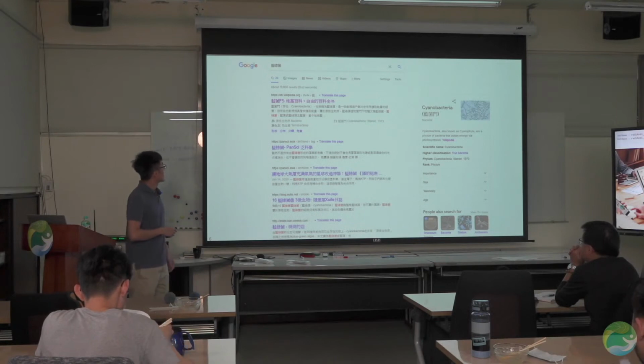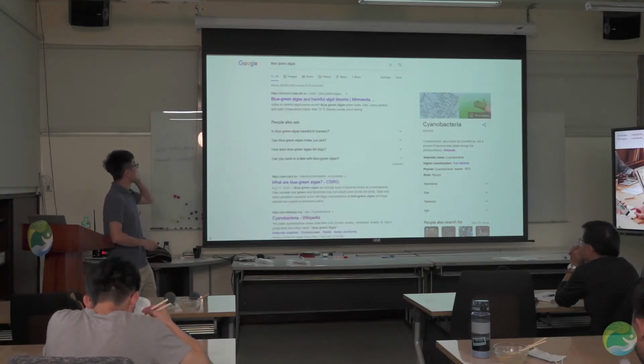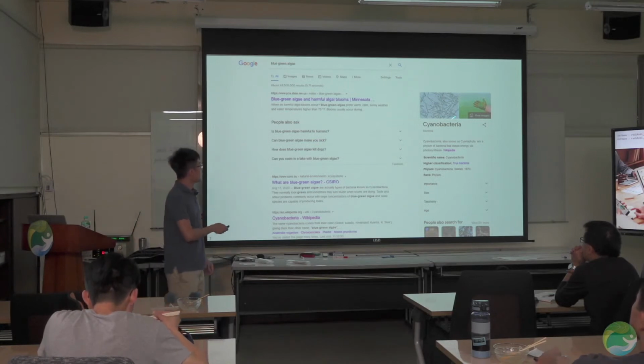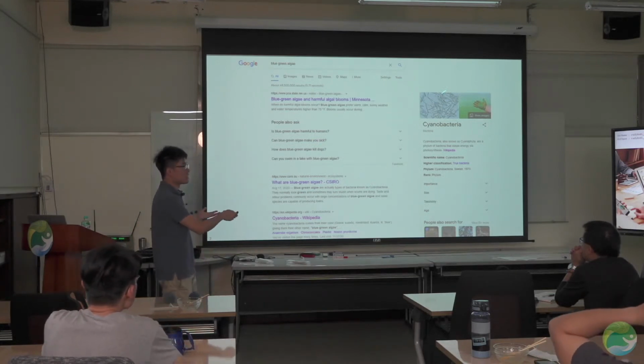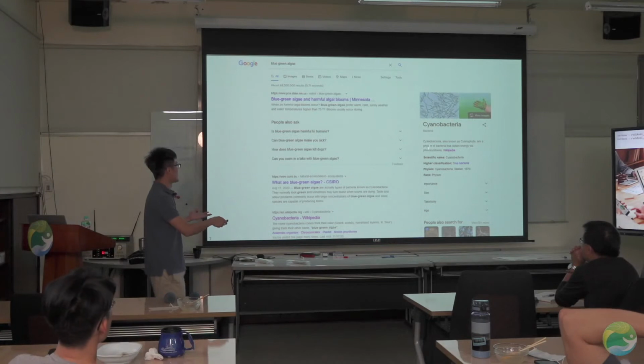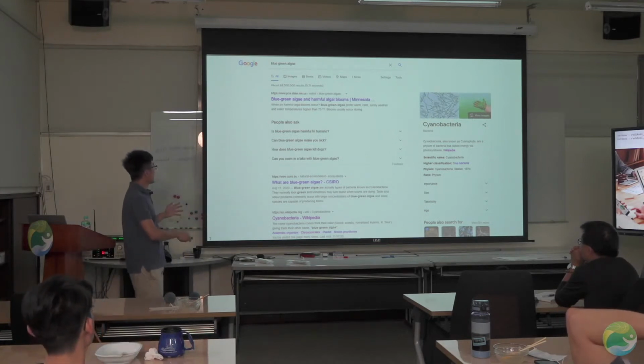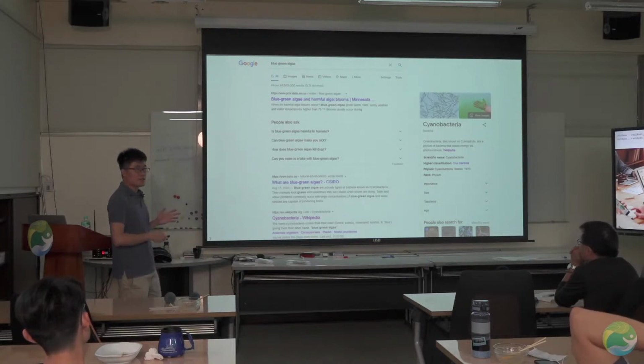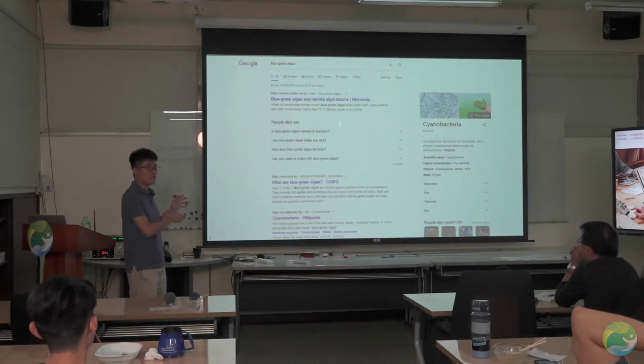How about if you search the English term? When you search blue-green algae, what do you find? You always find a Wikipedia page about cyanobacteria here. But what you find here is not nutritional supplements. It's about how cyanobacteria, how blue-green algae affect our human lives.